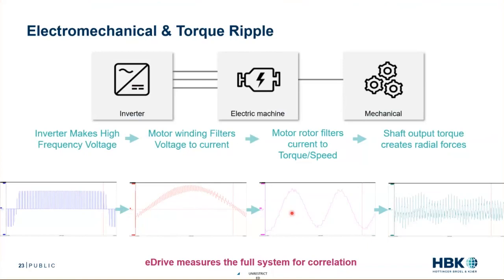We record the torque at up to 6 kilohertz, and if you have a higher bandwidth torque sensor, we could record at a higher rate as well. But you can get that torque disturbance and understand both the amplitude and the frequency of that torque ripple. And then we can translate that to vibrations on the shaft, vibrations on the housing, and record all of those in one place. So eDrive can measure the full system for correlation, electric and mechanical. You can start going into some deep data processing to understand all of these signals.